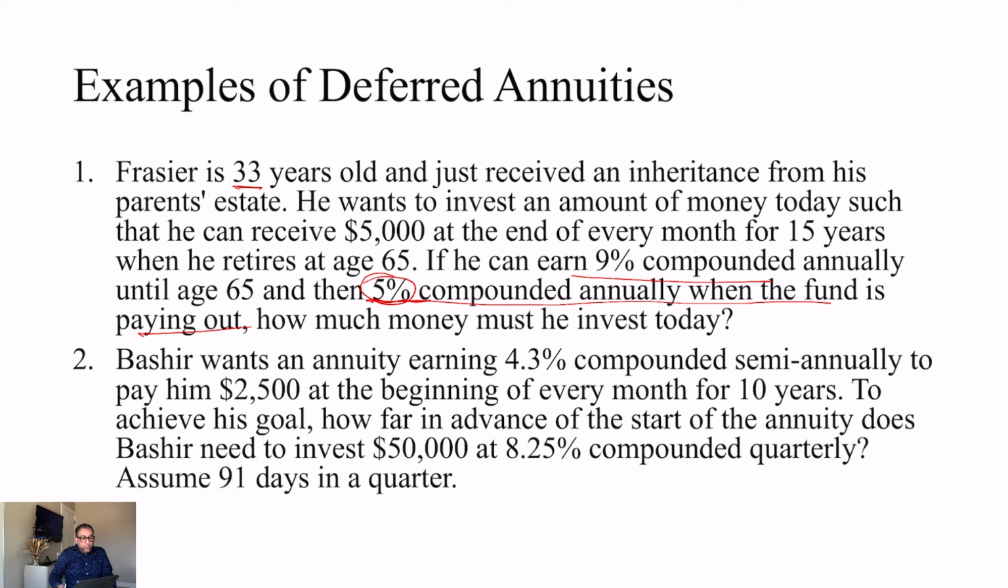The second one is, Bashir wants an annuity earning 4.3% compounded semi-annually to pay him 2,500 at the beginning of every month for 10 years. To achieve his goal, how far in advance of the start of the annuity does Bashir need to invest 50,000 at 8.25% compounded quarterly? Assume 91 days in a quarter. So that's an annuity.